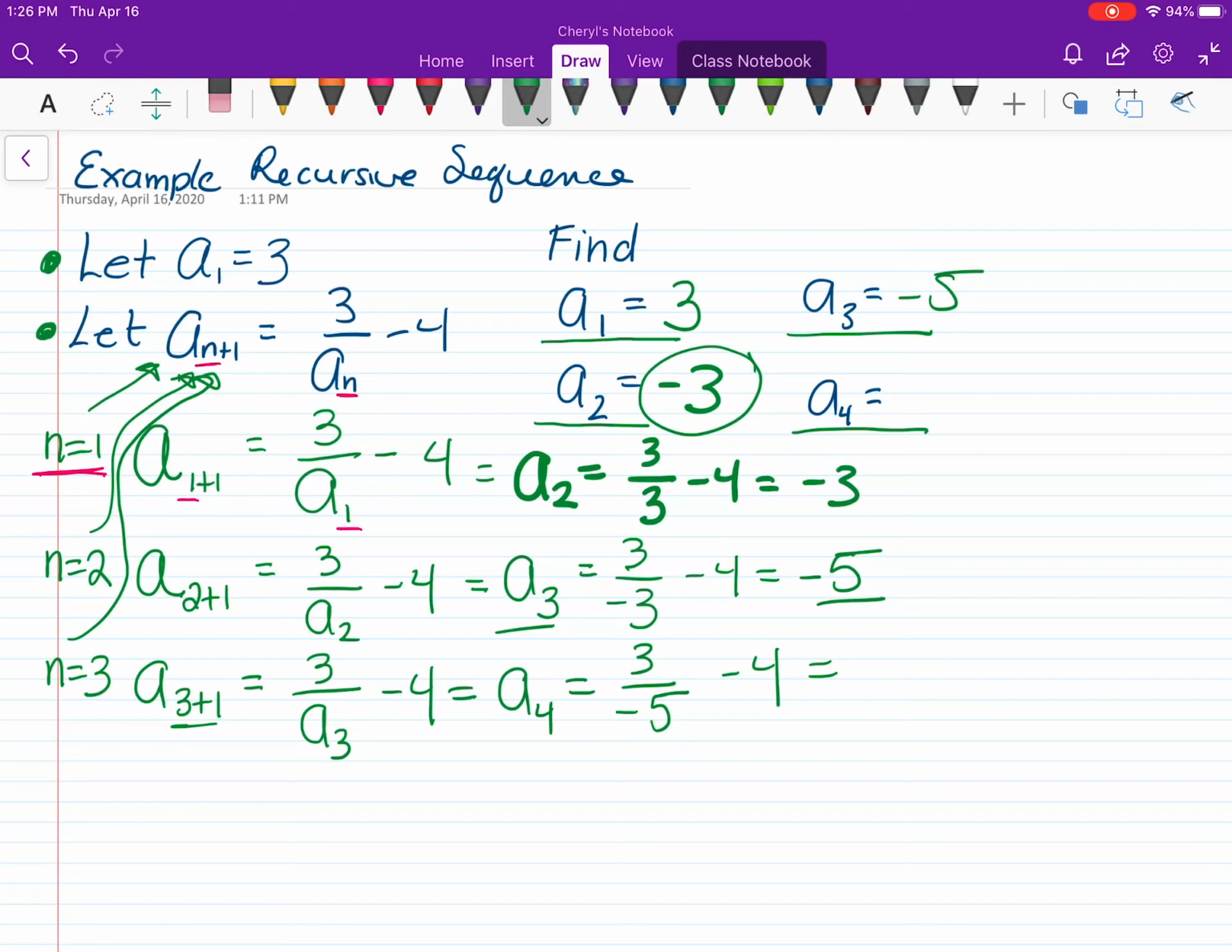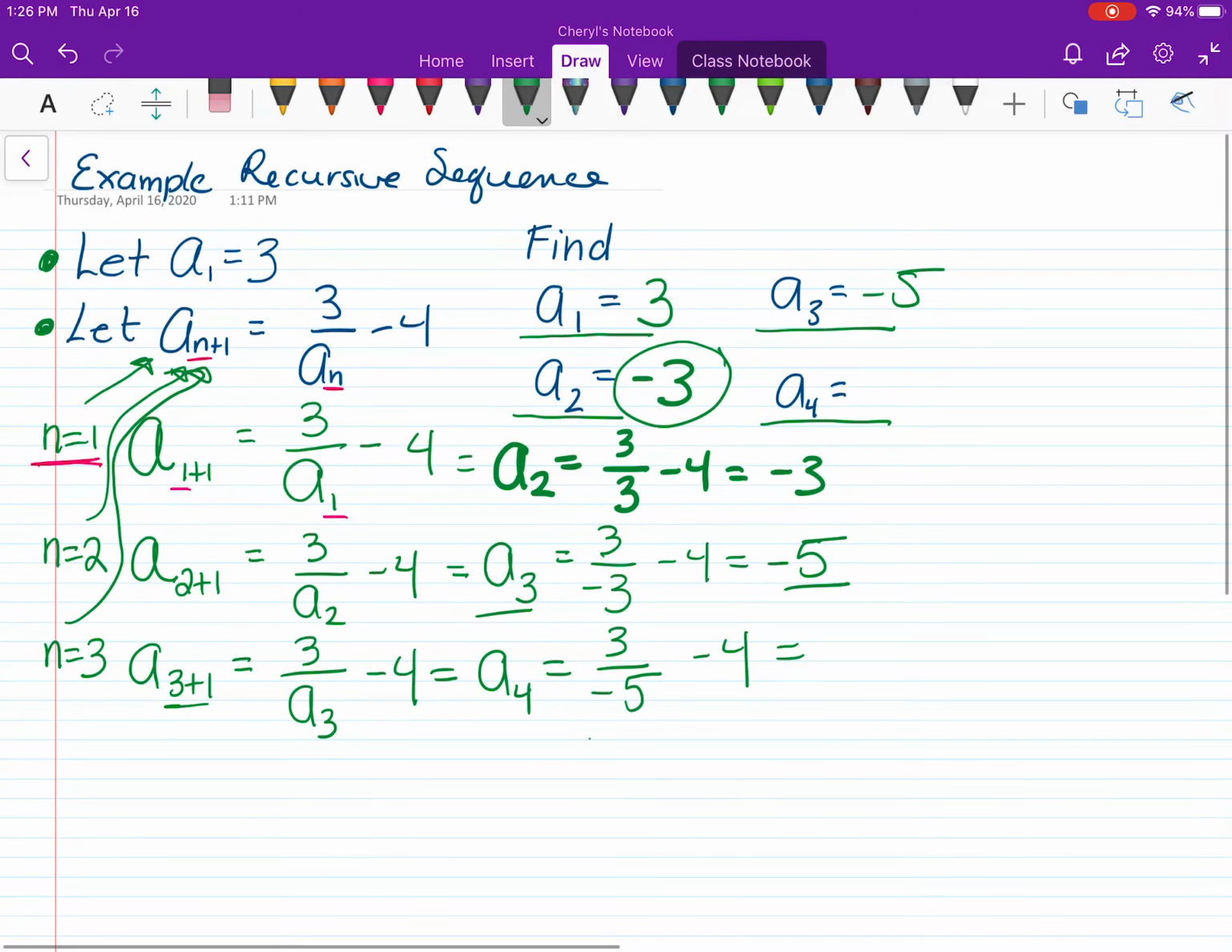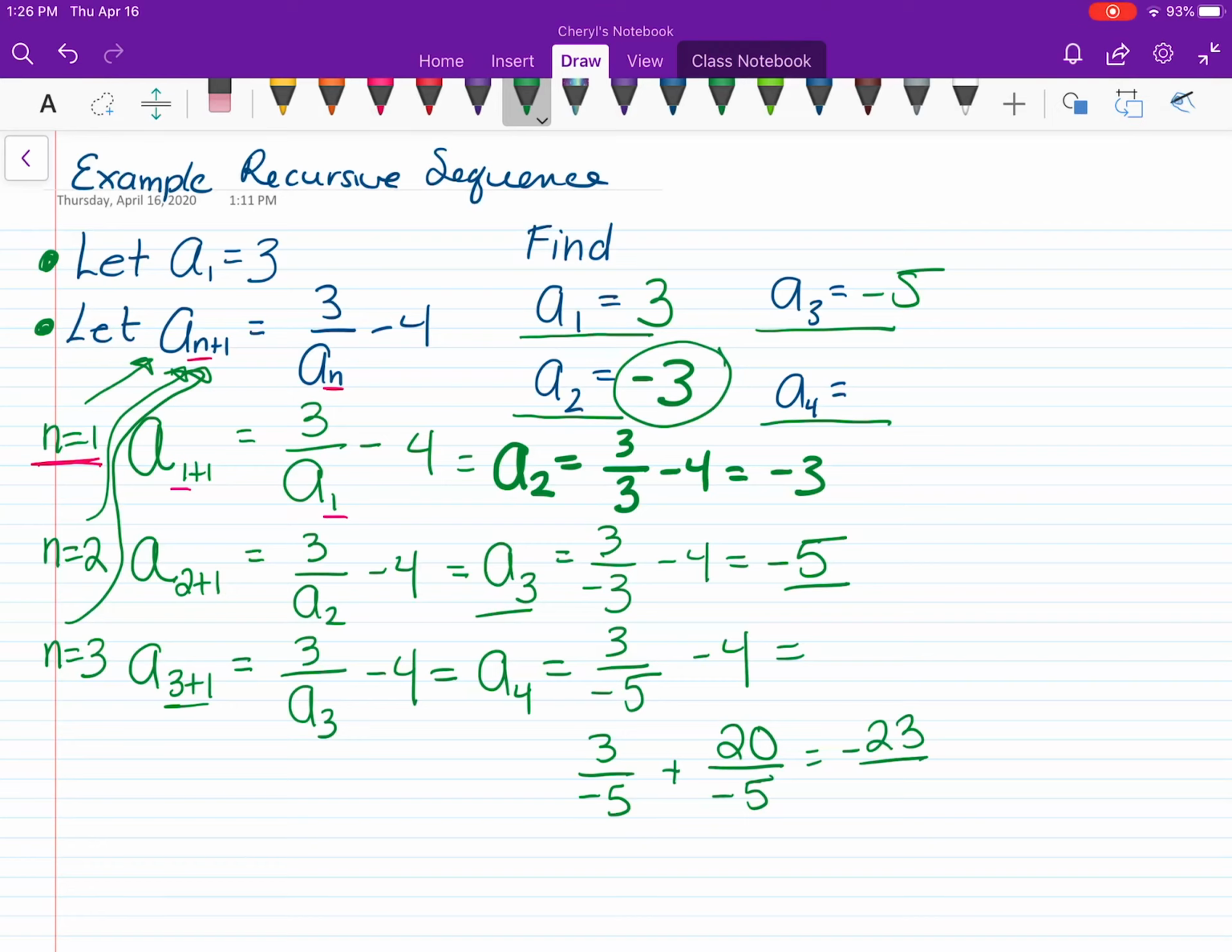So I'm going to have 3 over negative 5 minus 4. So when I work that out, I have to find a common denominator. Okay, so I have negative 20 over 5. That would still give me negative 4. So when I take a negative 3/5 and a negative 20 over 5, that gives me a negative 23 over 5. So that's going to be our fourth term.